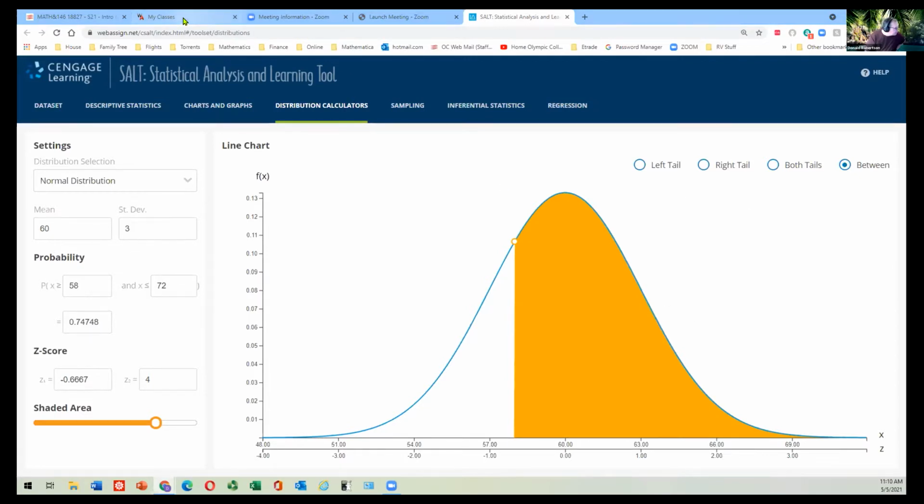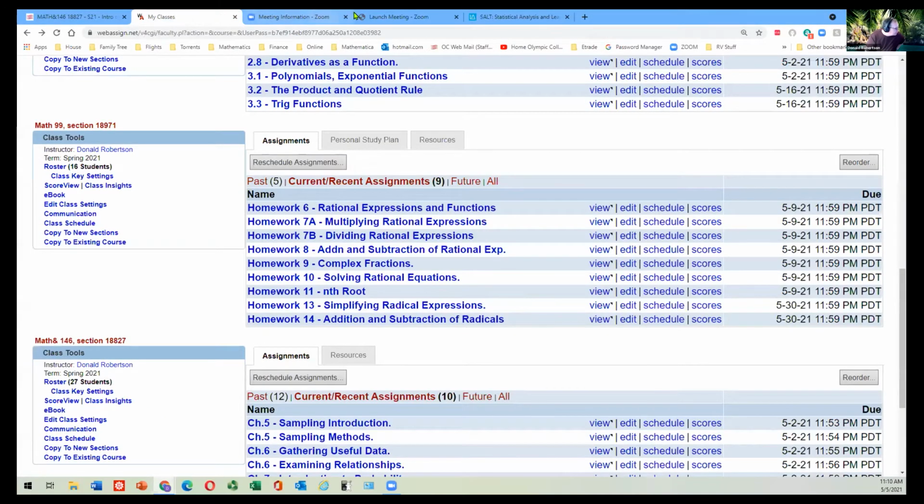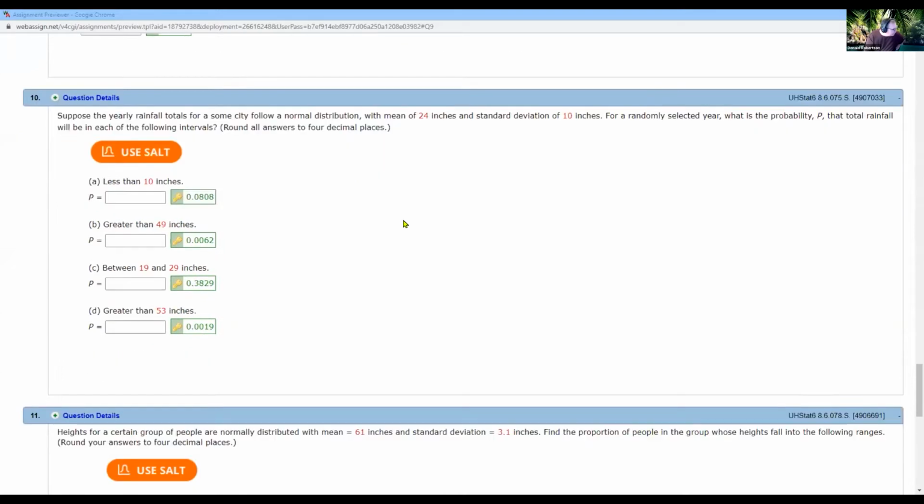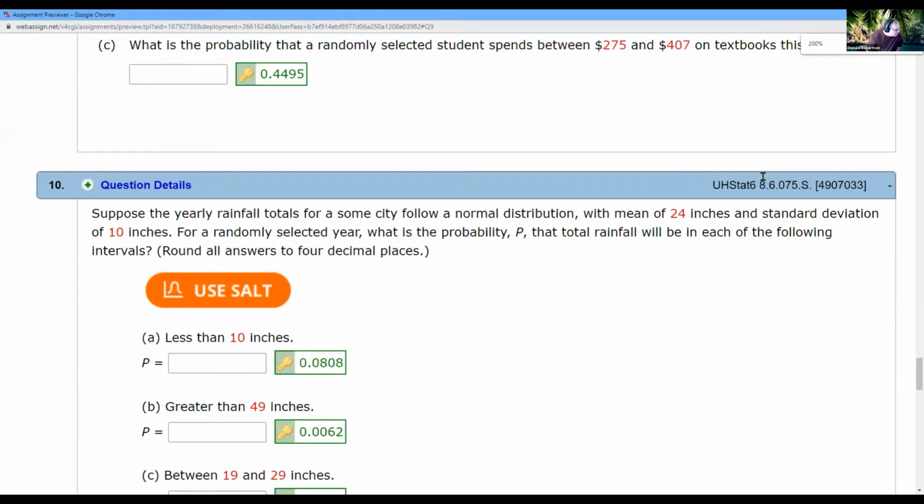Right. Let's see if this is going to work. No, it's not going to work. Let me stop sharing for a minute. Here we go. Are you looking at question 10 from homework? Oh God, I'm getting good at these windows today. I'll make this a little bit bigger because I know some of your screens are quite small. Okay.